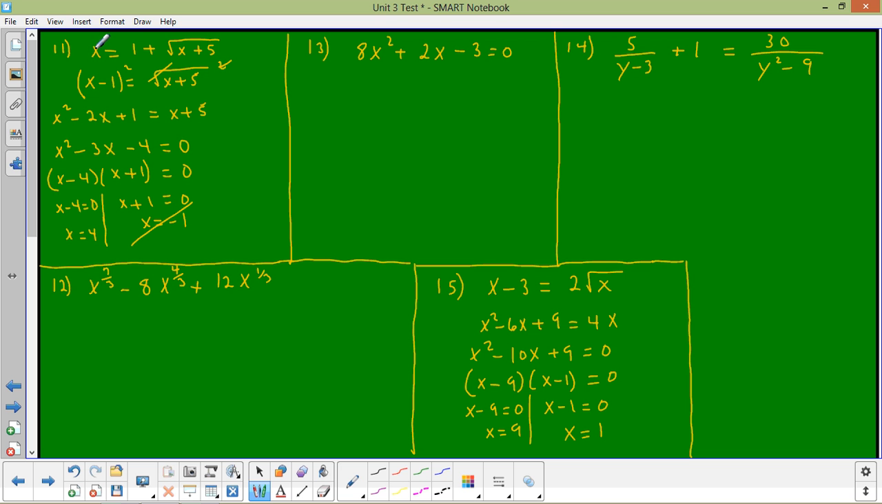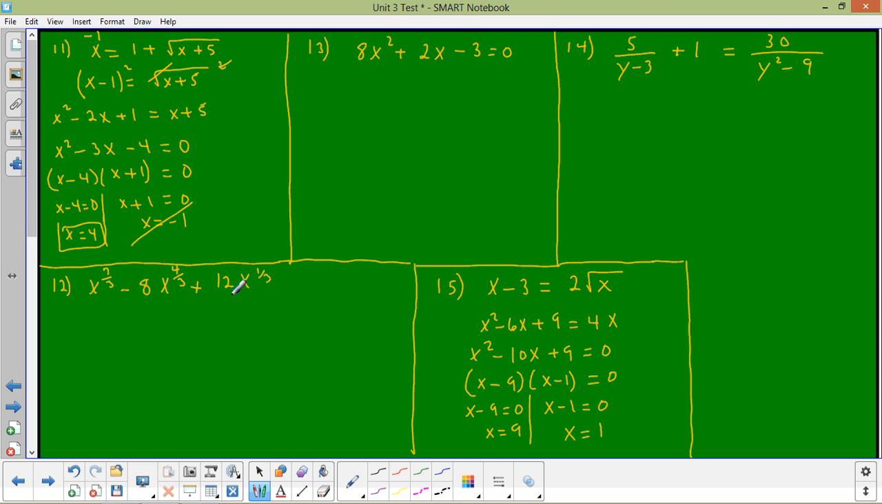Because if x is negative, this side is negative. And structurally, you've got a negative number, a negative 1 right there. And you've got a plus 1 over here on the right, and you're adding some more to it. So there's no way they can be equal. So the only answer was x equals 4 to that situation.